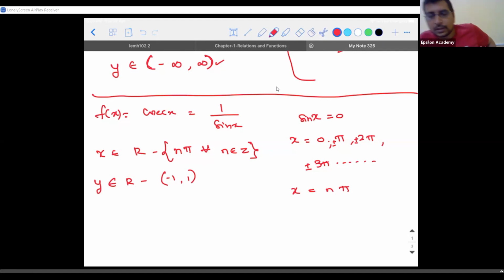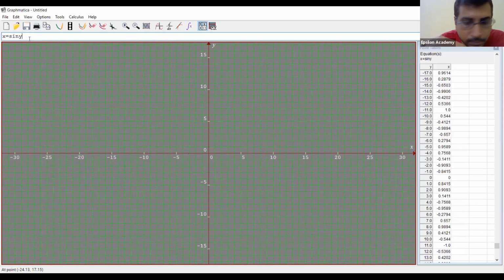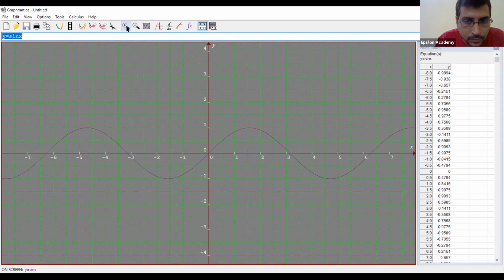Okay, good. Now what I will do is show you a graphical representation of it. Okay, let me try. So I have this thing. I cleared the board. I have a function y is equal to sin x. I hope you're able to see a graph.